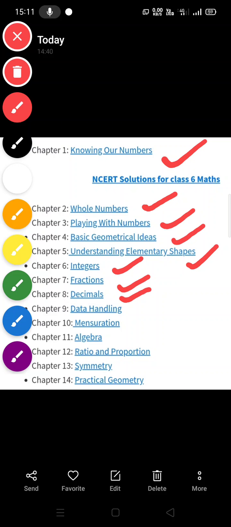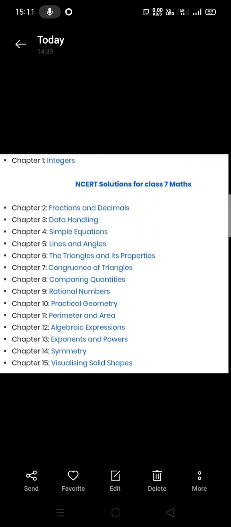The eighth chapter is decimals. The ninth chapter is data handling. The 10th chapter is mensuration. The 11th chapter is algebra, the 12th chapter is ratio and proportion, the 13th chapter is symmetry, and the 14th chapter is practical geometry. These are the topics we are going to discuss in the mathematics class of 6th. Let me move on to the 7th class.